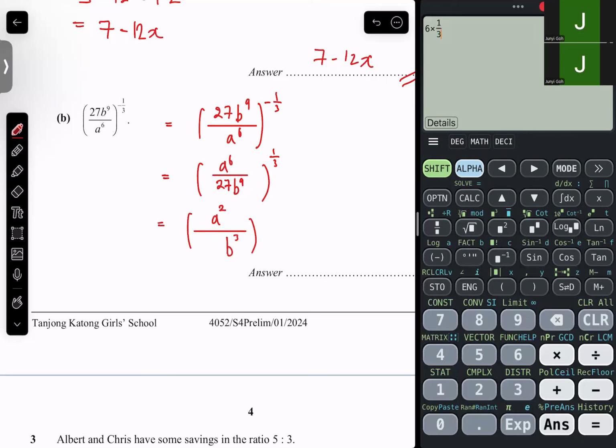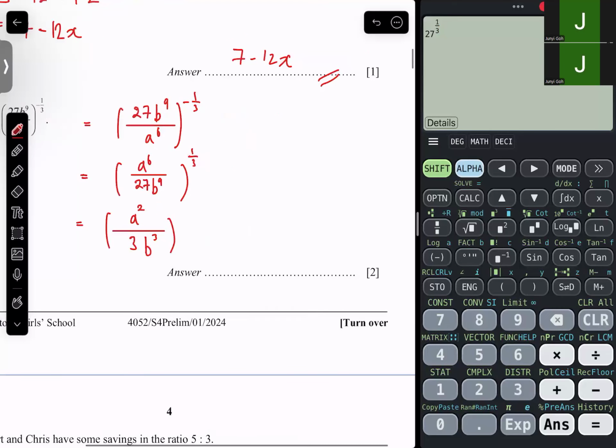Now, what I've seen a lot of people do is that they will take 27 times 1/3. Very common mistake. This step will be wrong. Remember the number is subjected to a power. So if you really want to key into the calculator, it will be 27 to the power of 1/3, which is 3. So this is my answer.